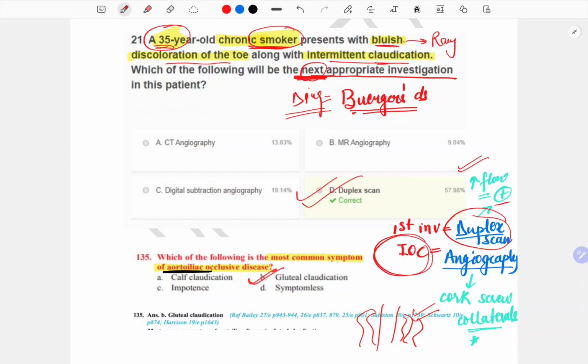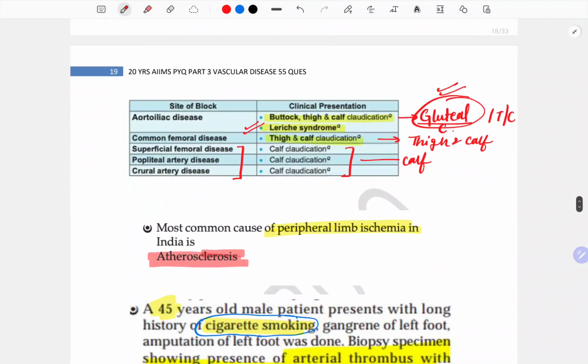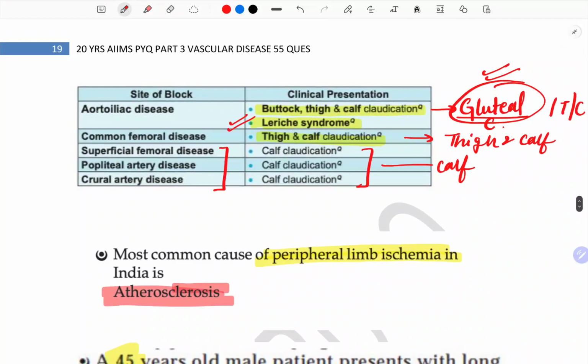Second, which of the following is the most common symptom of aortoiliac occlusive disease? See, aortoiliac, right? The first division. So it is gluteal claudication. For further detail, you can look at this table. If the block is at aortoiliac, not only thigh and calf claudication will be present, gluteal or buttock claudication will be present. And if associated impotence is there, it is known as Leriche syndrome. This question has been asked in the NEET. Second, if the common femoral artery is involved, gluteal claudication will not occur, only thigh and calf claudication. And in the arteries or vessels below, only calf claudication will be there.